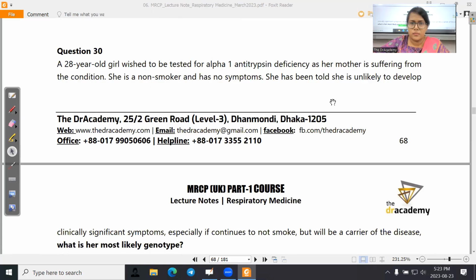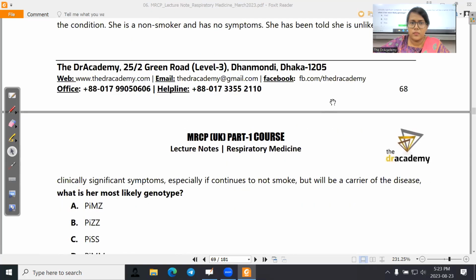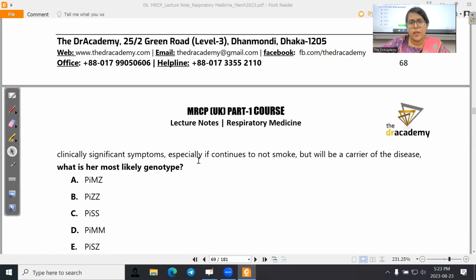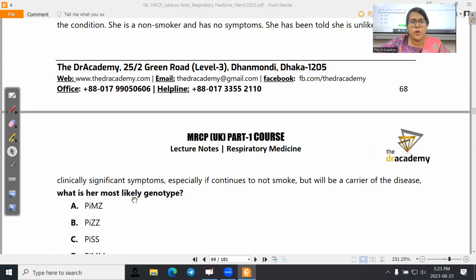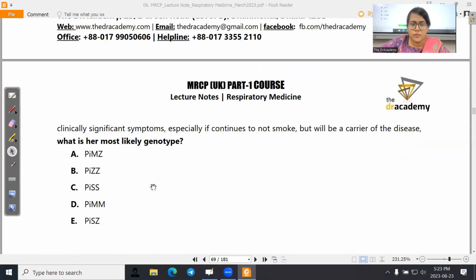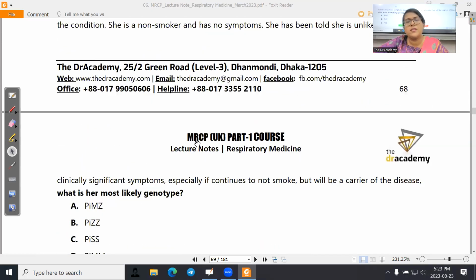PIMZ should be the answer. Clinically significant symptoms does not. So which one is the most likely genotype? What's your option? PIMZ. So option A? Yes, very good. This is option A, because the patient is not symptomatic. There is positive family history, no symptom, but she's a carrier of this condition. So the most likely genotype is PIMZ.